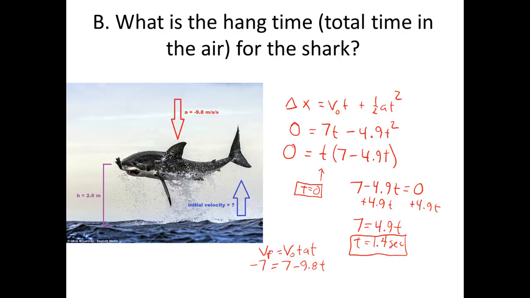At this point, I could subtract 7 from each side of the equation, and what I end up with is negative 14 equals negative 9.8t, and by simply dividing both sides by negative 9.8, you will see that you get the exact same time of 1.4 seconds for the shark's hang time.